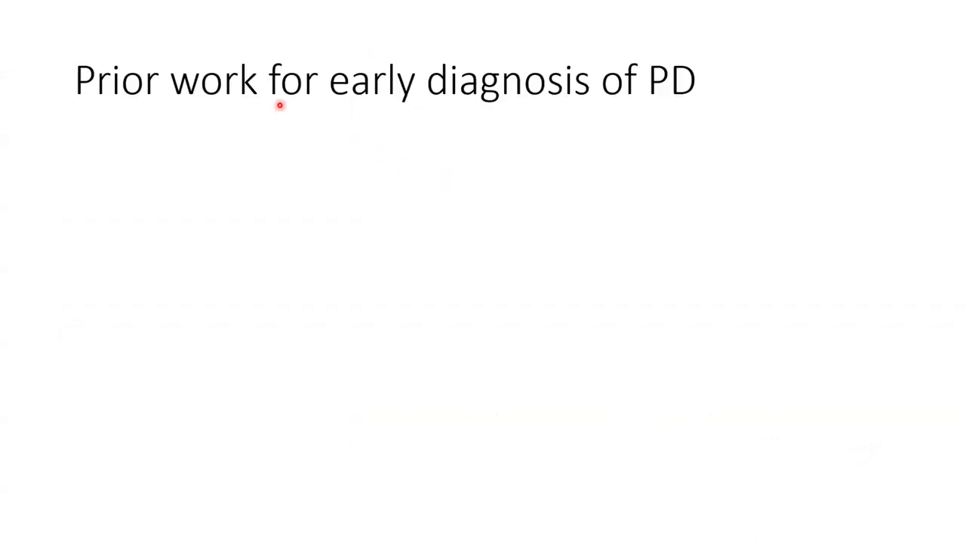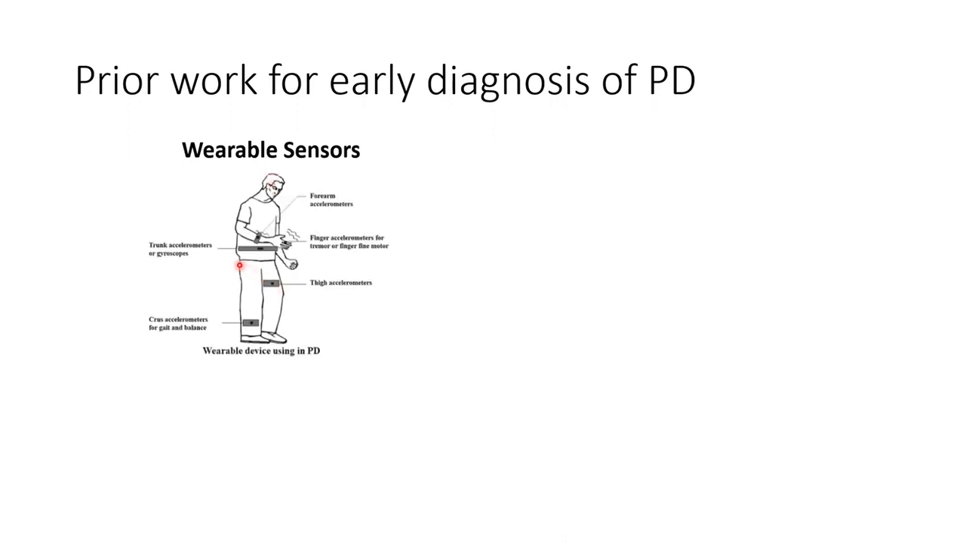To diagnose PD, in short, I'm calling it PD instead of Parkinson's disease. Early diagnosis of PD mainly involves two kinds of diagnosis. One is wearable sensors. In this kind of diagnosis, a person wears sensors on the hand, to detect the tremor, then on the waist, knee and ankle. These sensors could be a gyroscope or accelerometer.